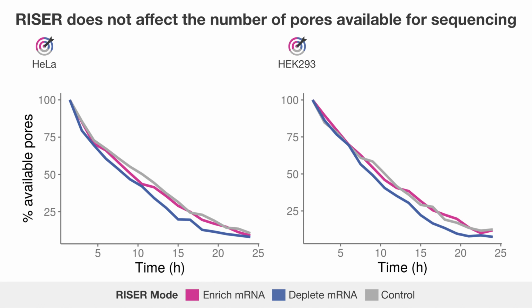Importantly, we observed that RISER did not impact the percentage of available pores after 24 hours of sequencing. This is important because voltage reversals for DNA adaptive sampling are thought to damage pores and reduce their working time, but we didn't find this to be the case in our direct RNA runs.